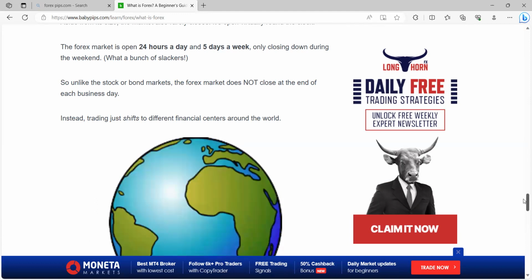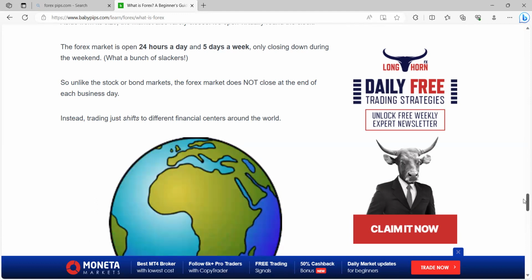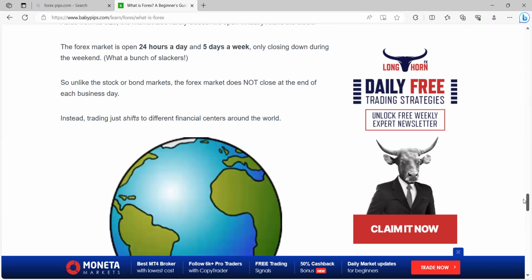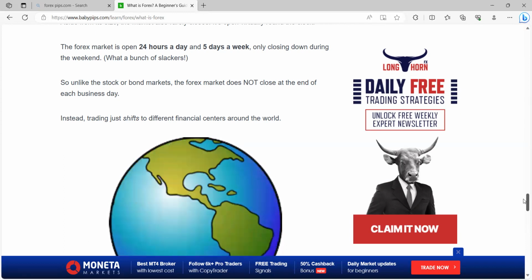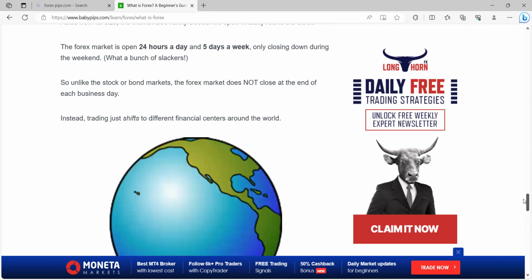The crypto market opens for the whole week and doesn't close at all. If you check Bitcoin, it doesn't close. But mostly we're on the forex market, which is open from Monday to Friday only. On weekends, it doesn't open.